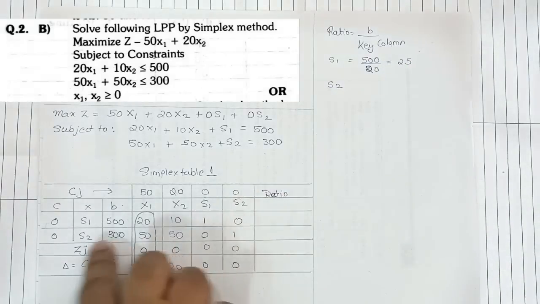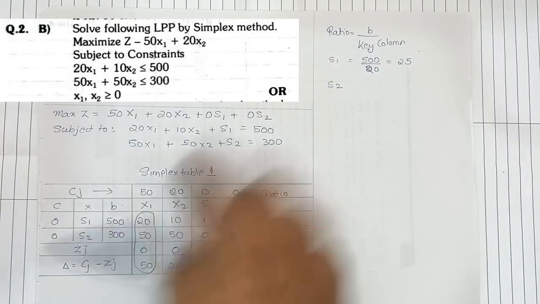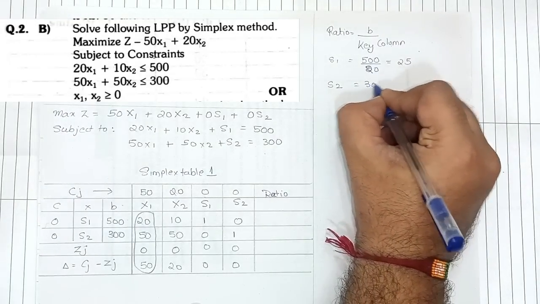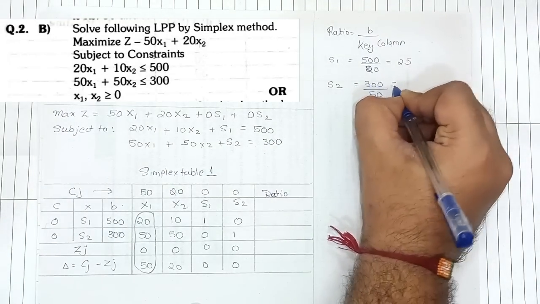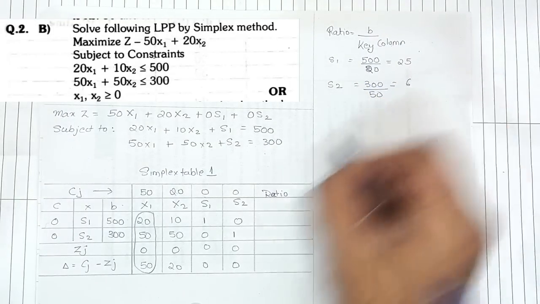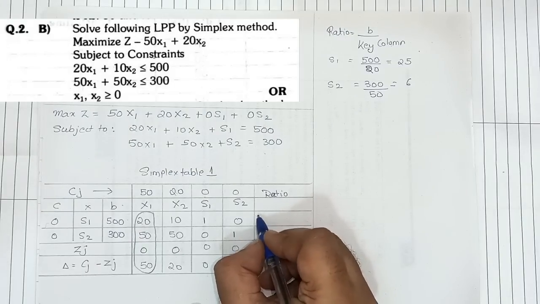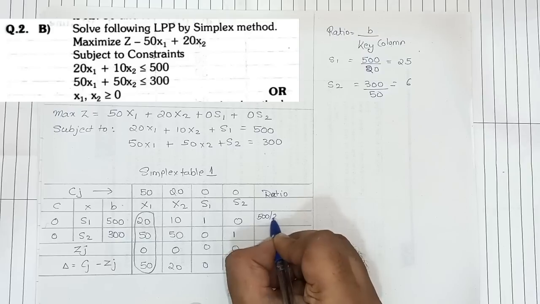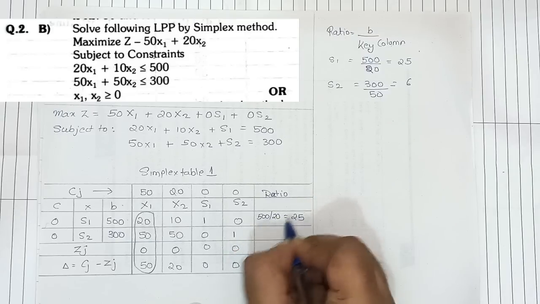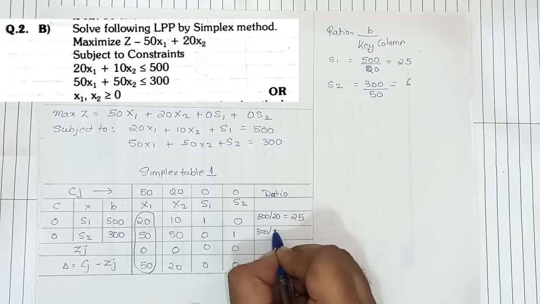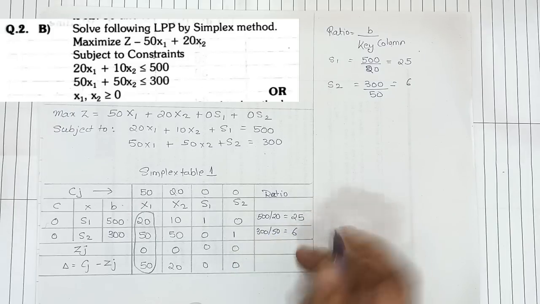Similarly, for S2, 300 divided by 50, which comes to be 6. So in the ratio column here also you can show the same thing. You can show here this is 500 divided by 20, which came to be 25, and 300 divided by 50, which came to be 6.